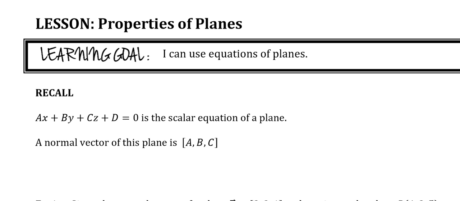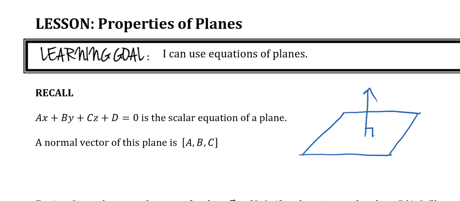So just a quick little recall, what the scalar equation of a plane is and what the normal vector of this plane is. You started to see a little bit yesterday already how important the normal of the equation is. And the normal is at a right angle to the plane. So if this is the plane, what happened?